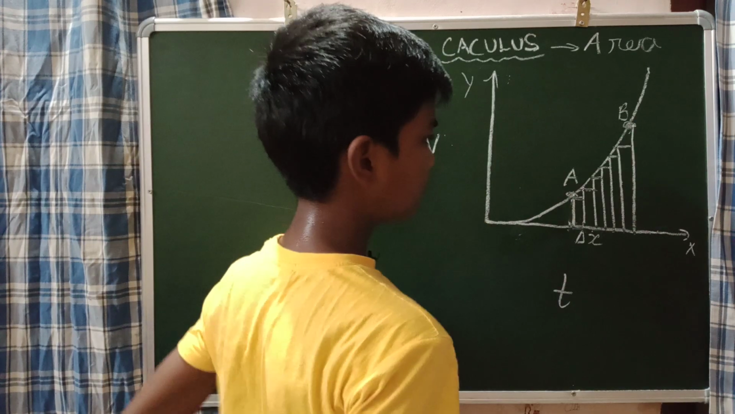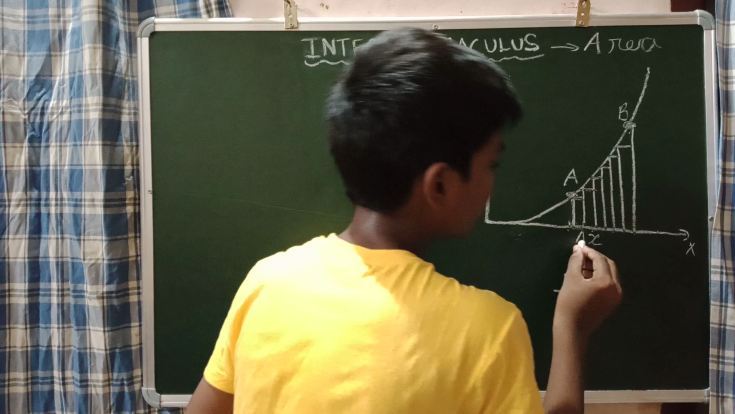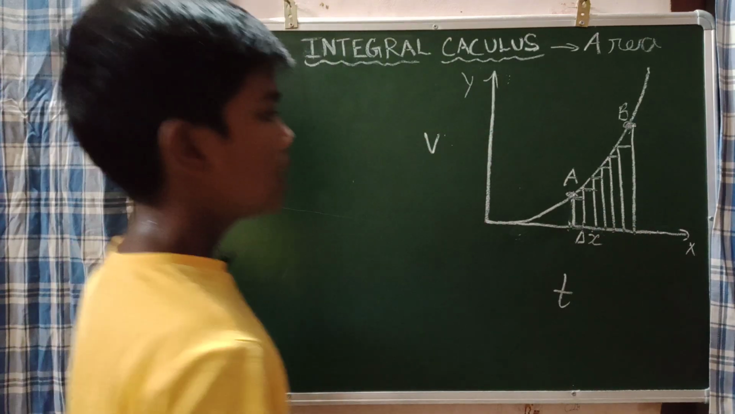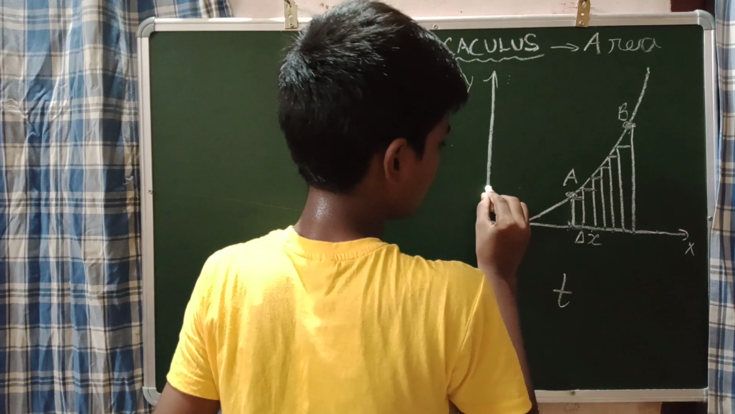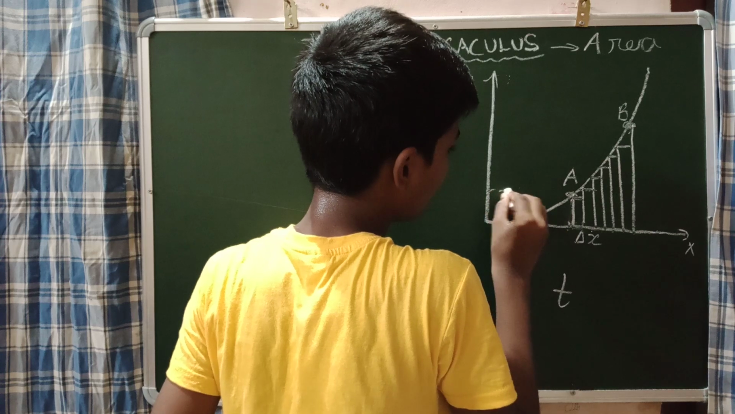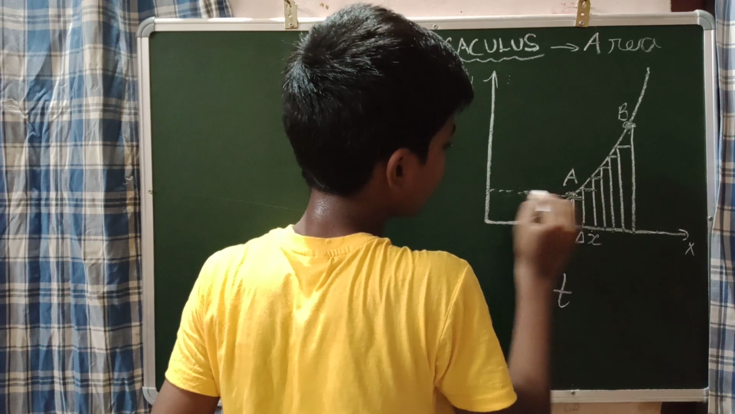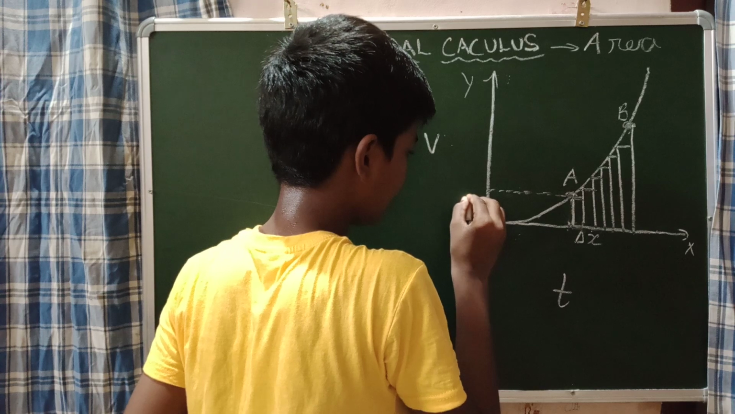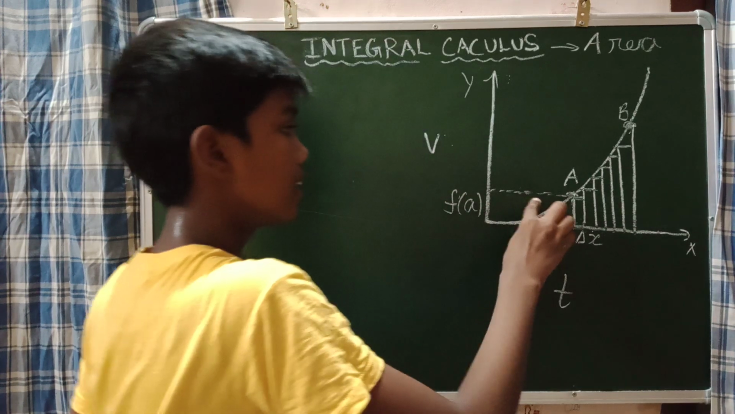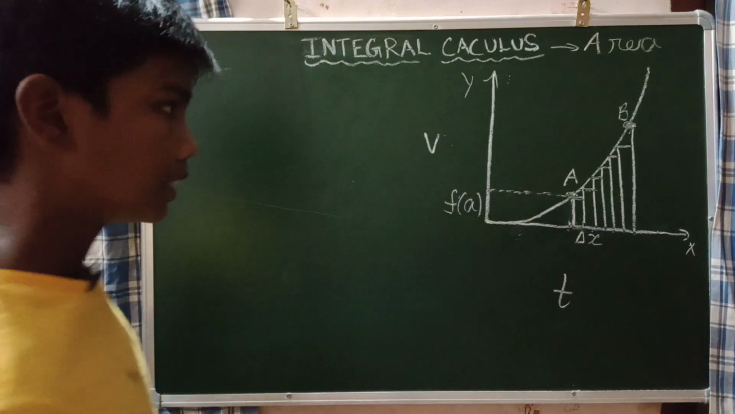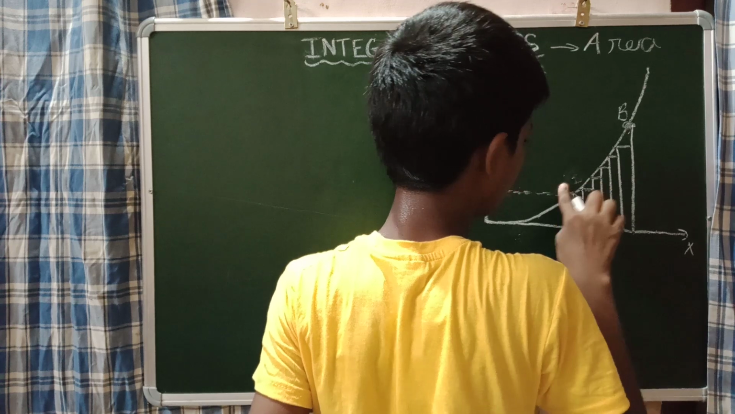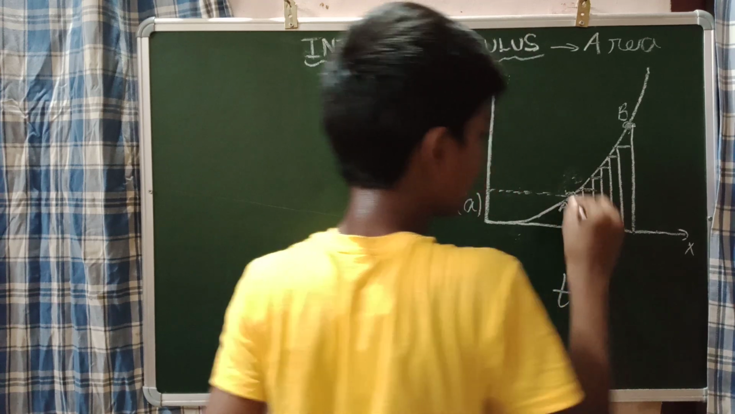Now I made that. Now what I am going to say is, you know that the breadth of each of these small strips is delta x. Now, up to A, the x value will be f of A. Let us take it like that. Up to A, the value is f of A. And I will draw A here. This is the point A.